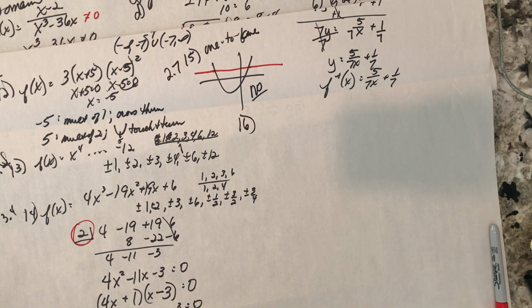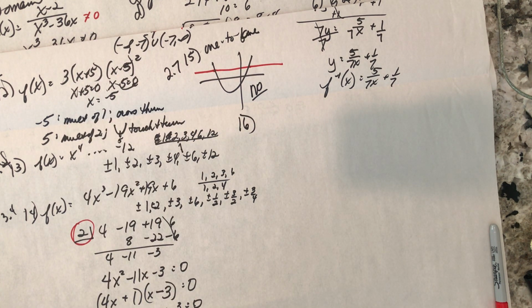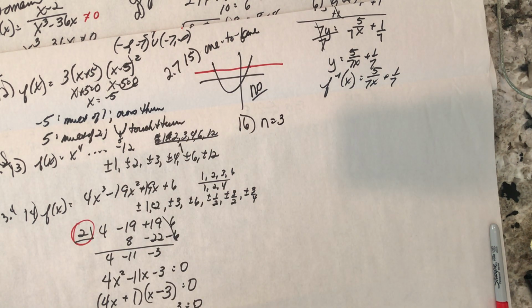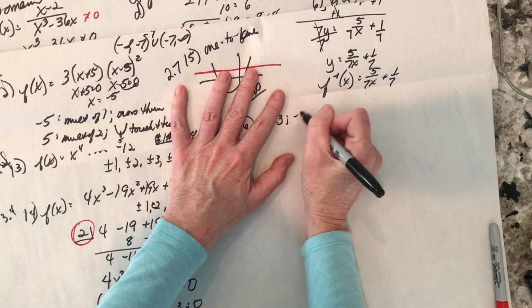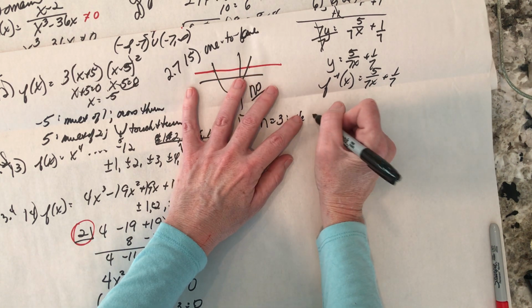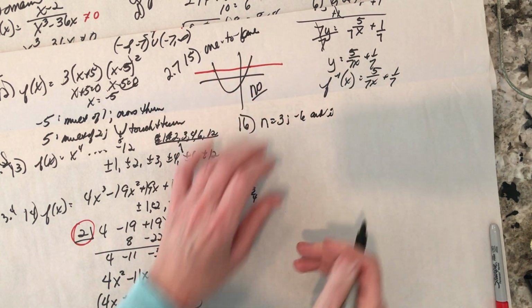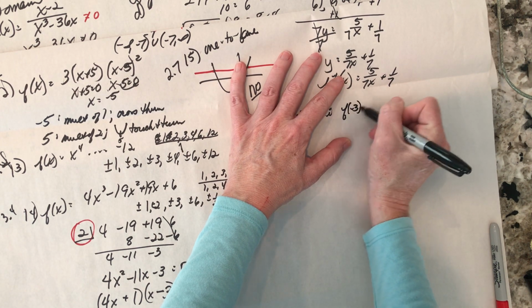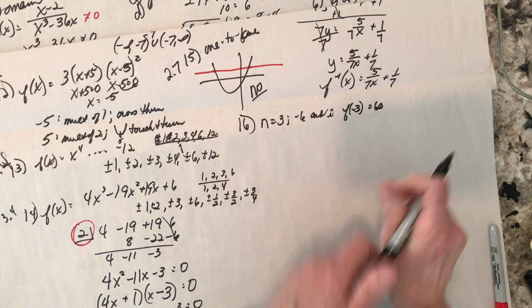Let's look at number 16. We're looking for an nth degree polynomial function with real coefficients satisfying the given conditions. Okay, the given conditions are that we're going to have 3 answers. We're told that negative 6 is a good answer, and i is also a zero. And then we're told that f of negative 3 gives us 60.